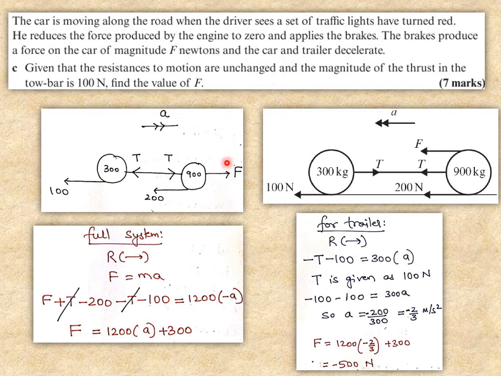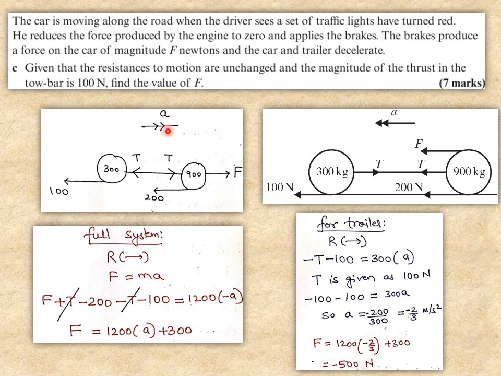Obviously, because brake is applied, it should be in the opposite direction. The F should be in this direction, but I wanted to do it this way so that you know that even if you take a wrong direction by mistake, nothing will happen. It is a vector. All that will happen at the end is you will get a negative answer like I got here. That will tell you that the object is going in the opposite direction, the negative sign.